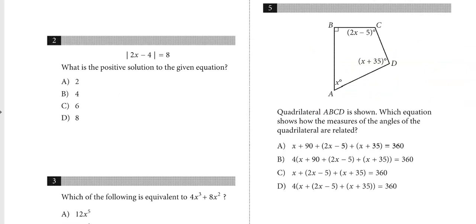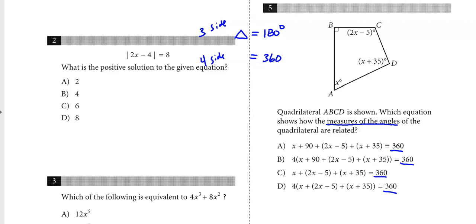Looks like we have a quadrilateral, something with 4 sides. Quadrilateral ABCD is shown. Which equation shows the measure of the angles? Hopefully you remember that the angles in a triangle add up to 180. That's 3 sides. Every time you add a side, whether it's a diamond, rectangle, rhombus, square, whatever, you add another 180. So there's 360 degrees in all of these. That fact wasn't quite as important.